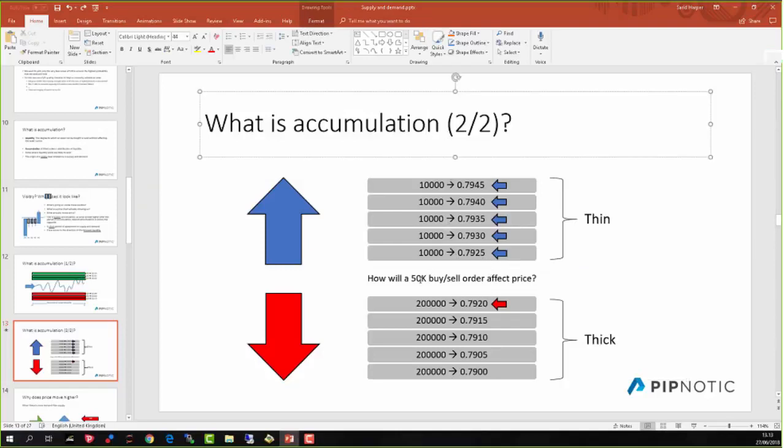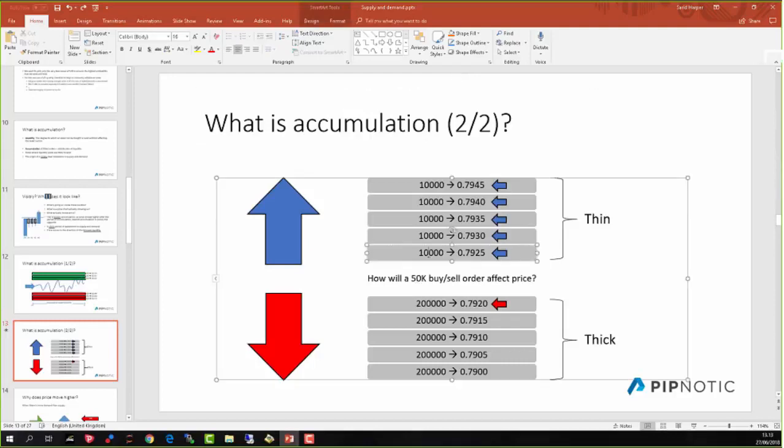The first 10,000 of this 50,000 block is going to consume this. When that happens, in order to fill the remaining 40, it's going to have to go up to this one. Now we've filled 20, we need to fill 30. We go up to the next one, we've filled 30, we need to fill 20. We've filled 40, we need to fill 10. We've filled our entire order. But what has happened in the meantime? In the meantime, the price has slipped up like so.